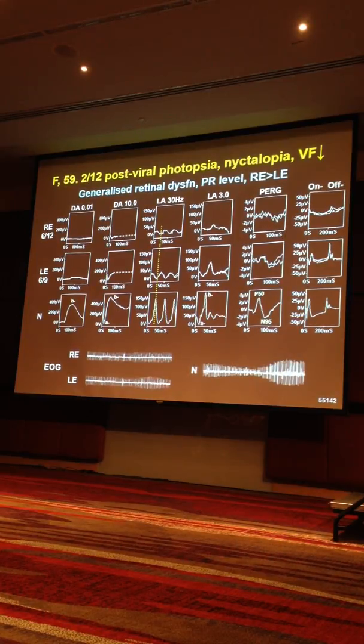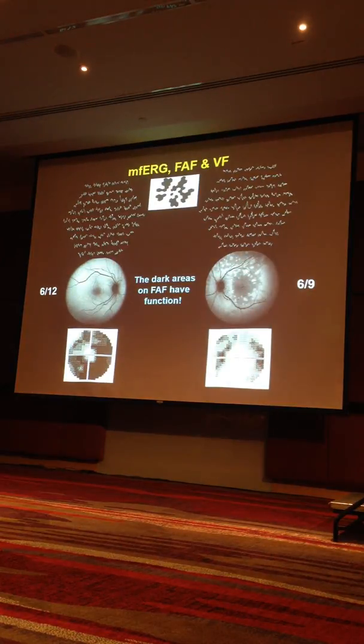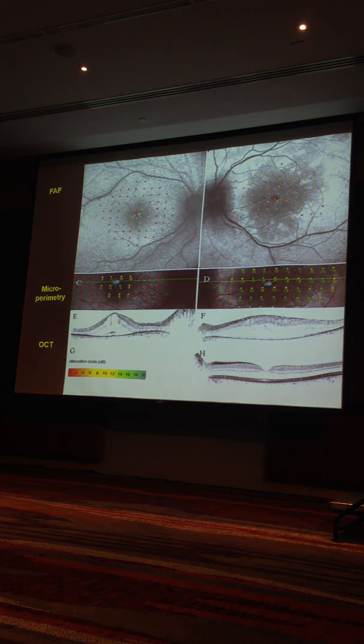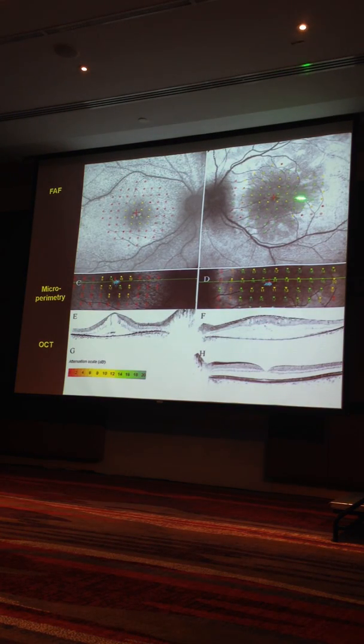But what about the autofluorescence? Well, when we looked at multifocal ERGs and compared it with the fields, it showed us that the dark areas in fact had function. We got that completely wrong. We thought they were the bad bits, they're the good bits. And that can be shown by microperimetry, where you see normal thresholds over the dark areas.